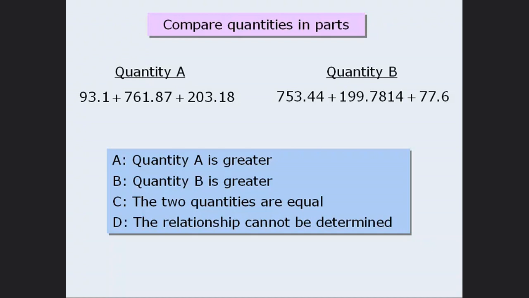Here's how it works. Let's first compare these two numbers since they're relatively close in value. As you can see, this number is bigger than the other. When we compare these two numbers, we can see that this one is bigger. And finally, when we compare these two numbers, this one is bigger. So all three numbers in quantity A's sum are greater than all three numbers in quantity B's sum. As such, quantity A must be greater than quantity B, which means the correct answer here is A.